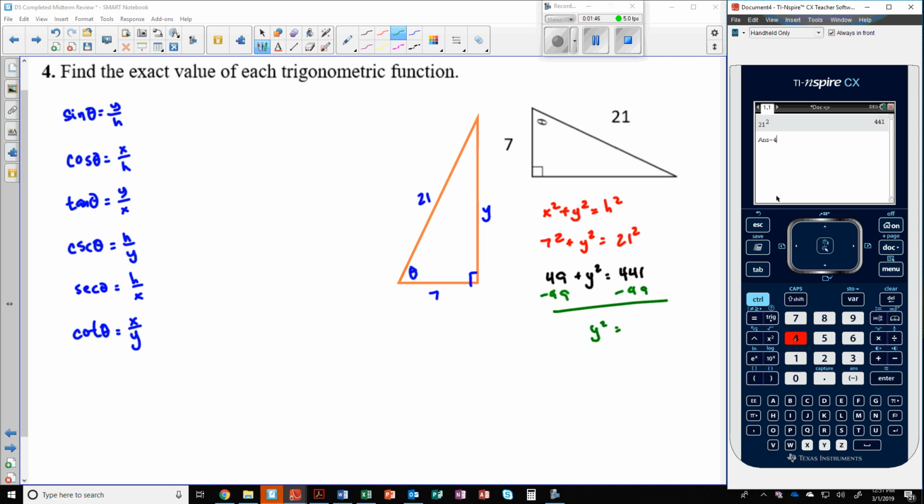So I'll subtract 49. And we get 392. And now to get rid of a square, you do a square root. And technically, I need to do a plus or minus. This doesn't have anything to do with positive or negative, so I'm just going to assume it to be positive. Here, let's see, square root of 392. Press enter. That's not a good number. I don't want to go decimal. So what I'm going to do is simplify it.